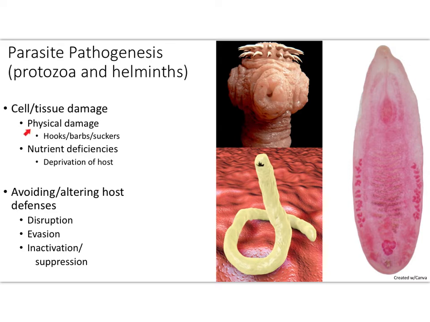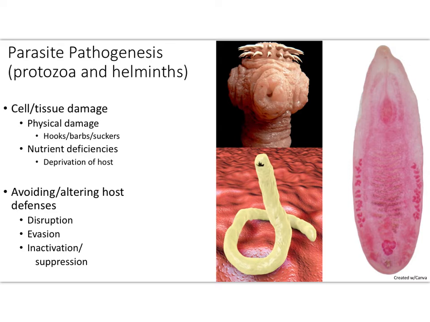One is physical damage with different structures they have, like hooks or barbs or suckers. You're looking at some great examples on this slide, and all of these happen to be helminths, but many protozoa have them as well. And basically what happens here is this microbe gets into our body and it uses some kind of structure that it has to just dig into our tissue, wedge itself in there, and start to cause destruction of our body in that way.